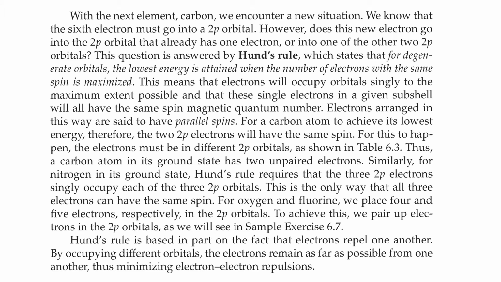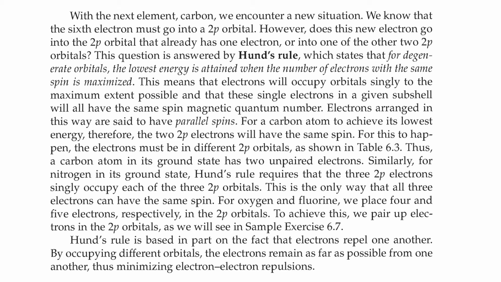For a carbon atom to achieve its lowest energy, therefore, the two p electrons will have the same spin. For this to happen, the electrons must be in different p orbitals as shown in Table 6.3. Thus, a carbon atom in its ground state has two unpaired electrons. Similarly, for nitrogen in its ground state, Hund's rule requires that the three 2p electrons singly occupy each of the three 2p orbitals. This is the only way for all three electrons to have the same spin.